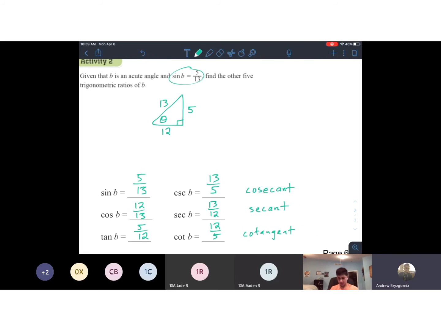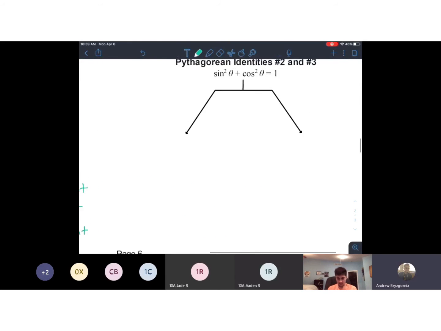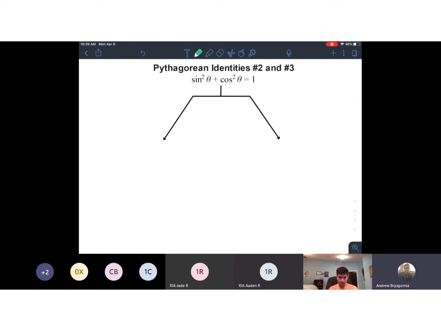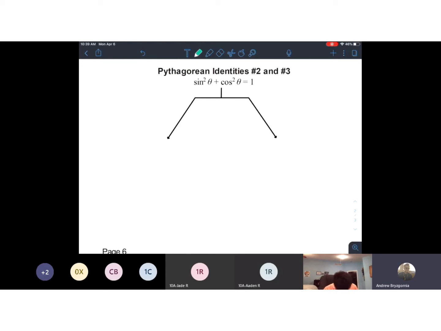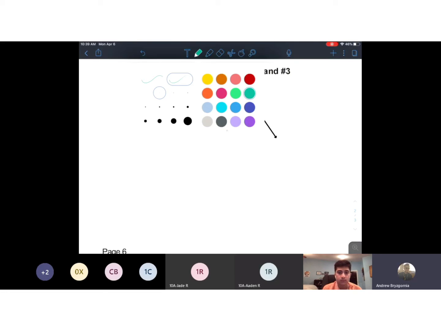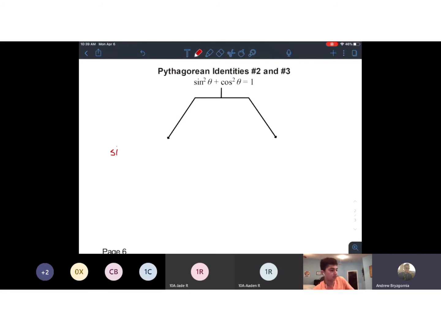Okay, so the next thing that we are going to get into are the other two Pythagorean identities. What I'm going to show here is how we get both of them, and they both start from sine squared plus cosine squared equals 1. So beginning with that, I'm just going to rewrite the equation down here.